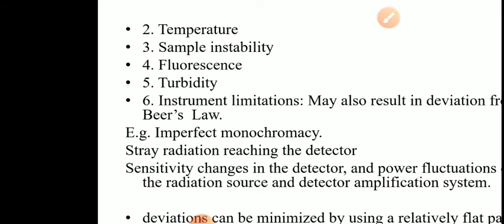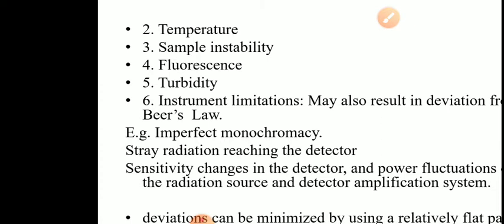Next factor is fluorescence. If the sample is fluorescent, then your instrument or your detector will detect both the light absorbed as well as the fluorescent light emitted by the substance. So along with the normal light that is absorbed, fluorescent light will also be measured and you will get wrong results. Your results will be different. So fluorescence is also responsible for faulty results, deviation.